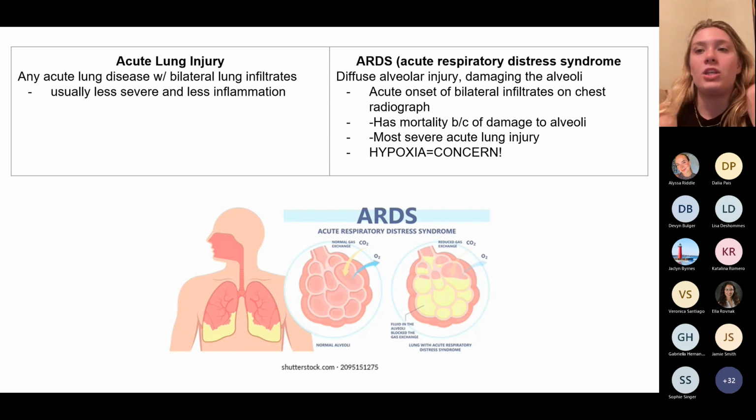So what's the difference between acute lung injury and ARDS? So with an acute lung injury, this is really an injury. I'm going to have infiltrates on my lungs, but it's not necessarily super severe, and there's not this mass amount of inflammation.